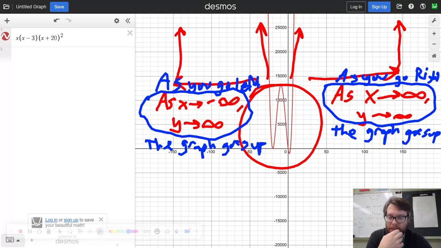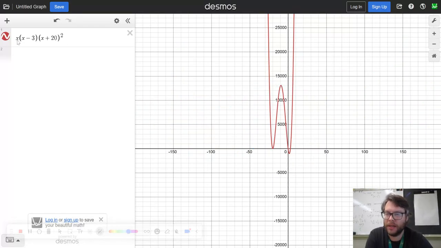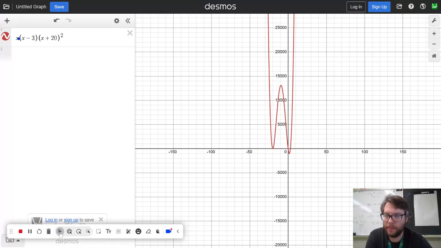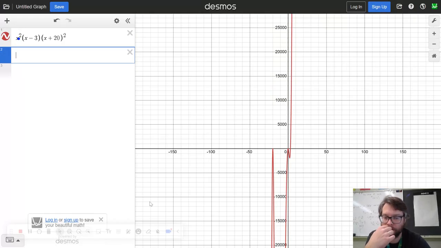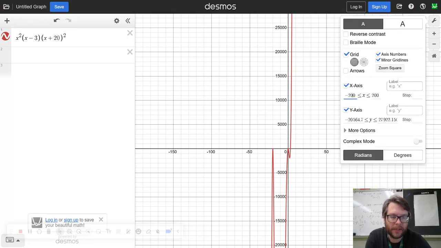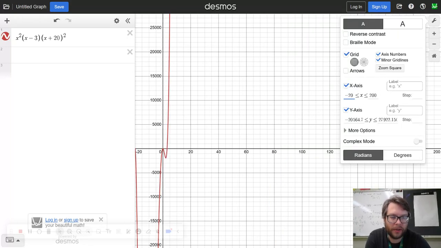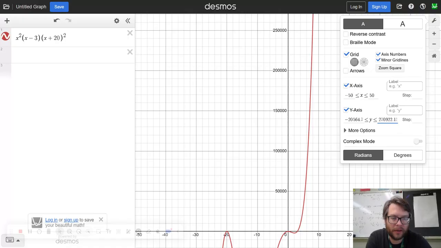All right, let's modify this graph a little bit and talk about how the end behavior changed. Let's make this one, instead of just an x, let's make this into an x squared. All right, so now we have a different situation. Instead of it going up on both ends, it's doing something a little bit different. So let's bring our x's in a little bit. We really only need to go from -50 to 50. And let's make our y's get even bigger. Let's throw some more zeros on there, on both ends.